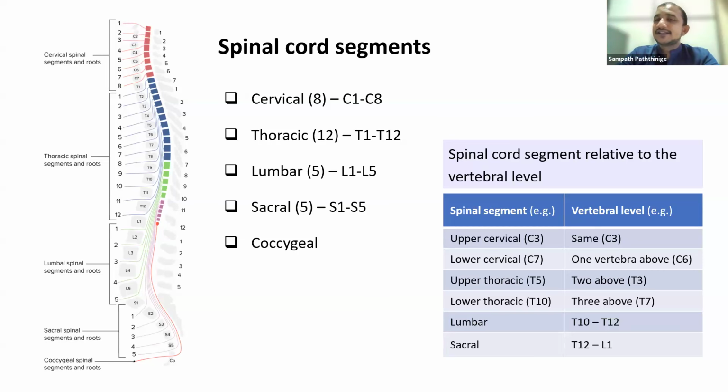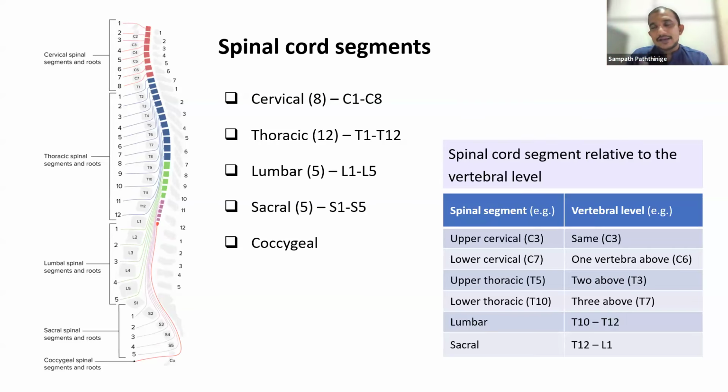Then if it is upper thoracic, we add 2. If you want to find the vertebral level, we subtract 2, right? So that means the T5 segment is at the T3 level. If it is lower thoracic, if it is T10, it would be at the T7 level, right? The T12 spinal cord segment will be somewhere around the T9 level, right? Then all the lumbar segments would be from T10 to T12, right? And the L1 level, the terminal part, will have the sacral and coccygeal segments.